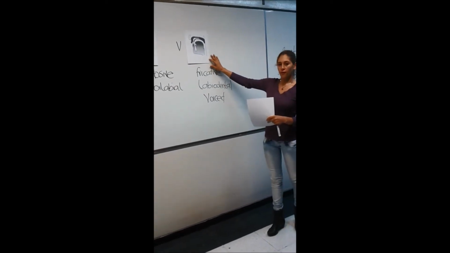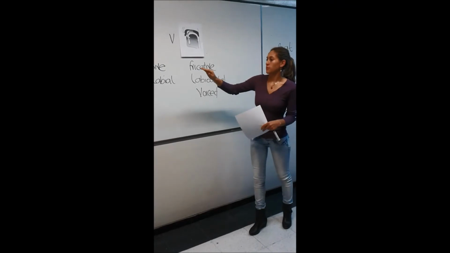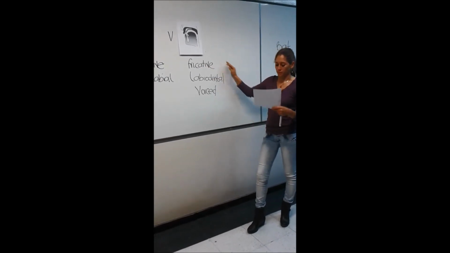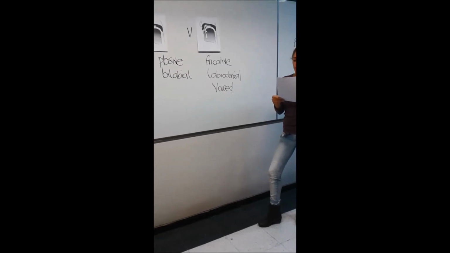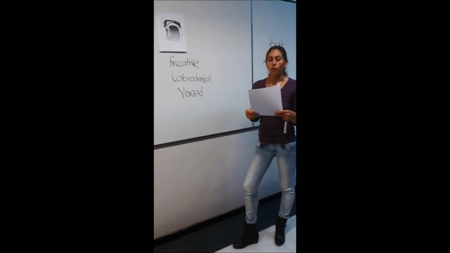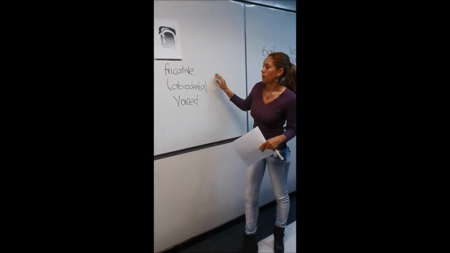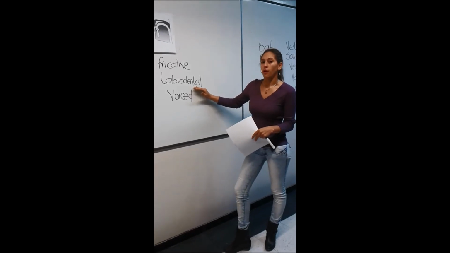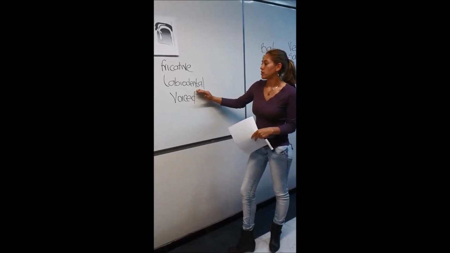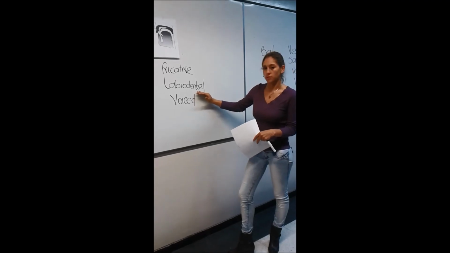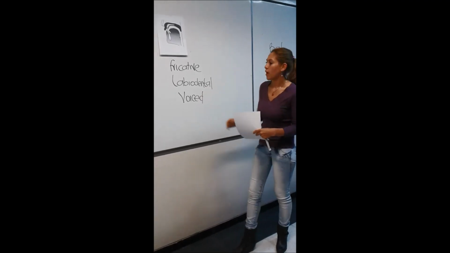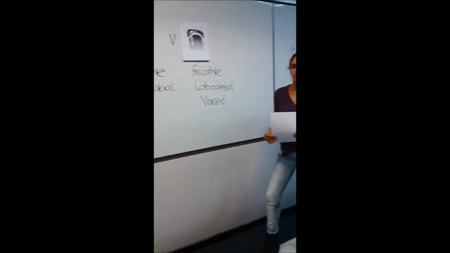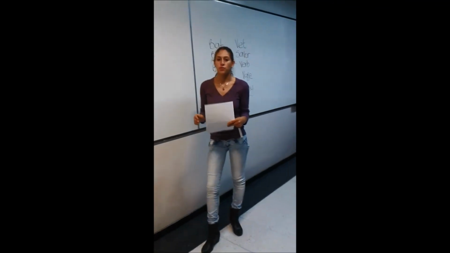With the consonant V, we can notice that the manner of articulation is fricative because it is produced by the forcing of breath through a constricted passage. The point of articulation is labiodental because the upper lip touches the teeth, V, and it is voiced because the vocal cords are vibrating, V. You can notice that as you touch your throat.